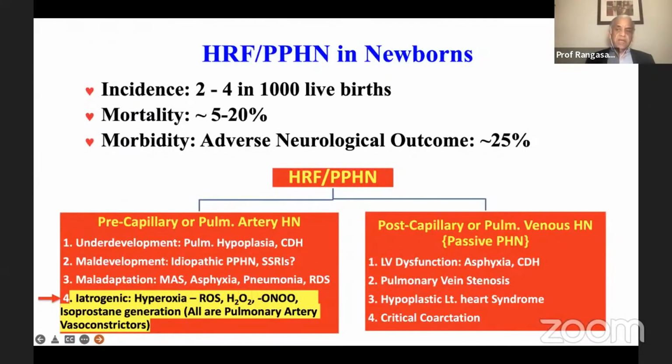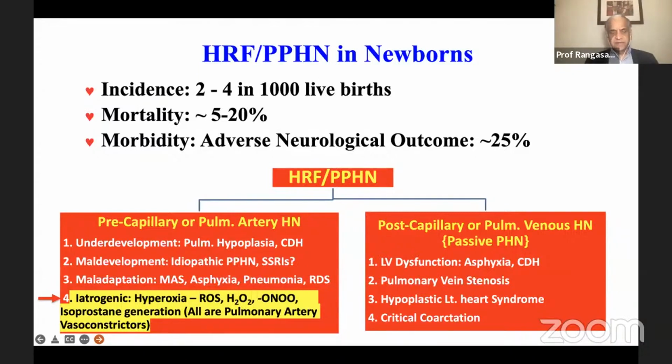So let's talk about hypoxemic respiratory failure or PPHN in newborn babies. The overall incidence is somewhere between 2 to 4 per thousand. Sometimes it can be 2 to 6 per thousand. The problem with this disease is its high mortality, 5 to 20% mortality. And if the babies survive, there is a much higher incidence of adverse neurological outcome, 25 to 35% in some studies.